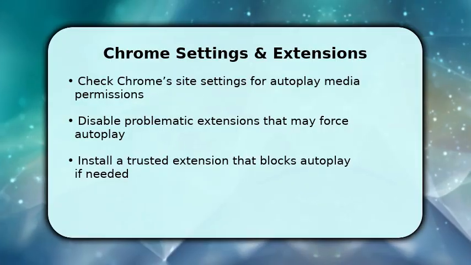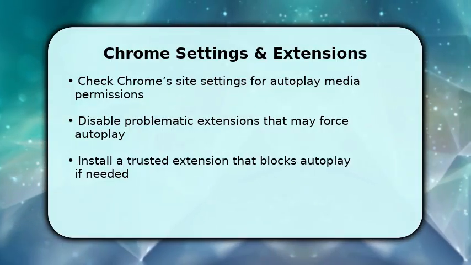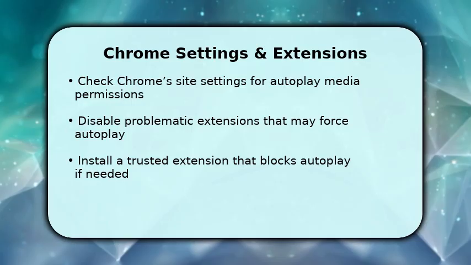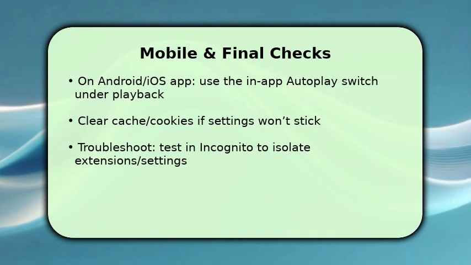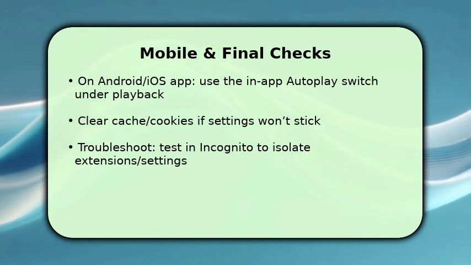To finish, check mobile and confirm settings persist. In the YouTube app, tap your profile, go to Settings, Autoplay, and turn off Autoplay Next Video. On Android, also check Chrome app settings for media playback.